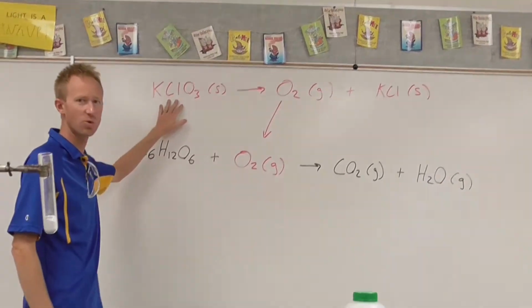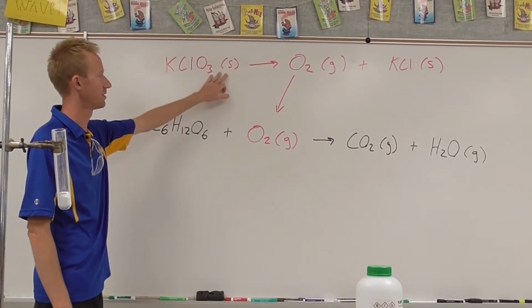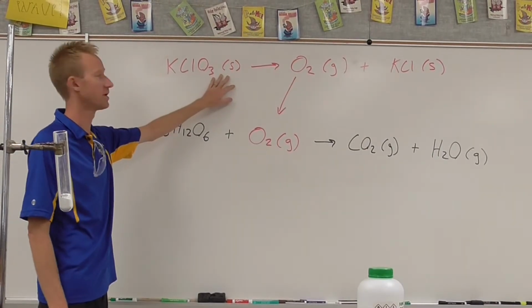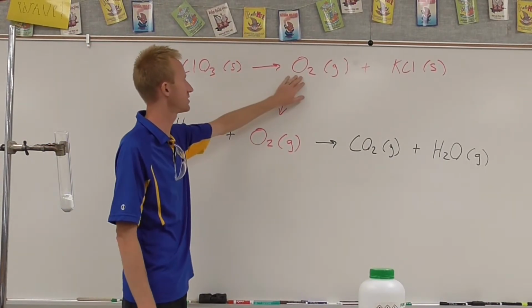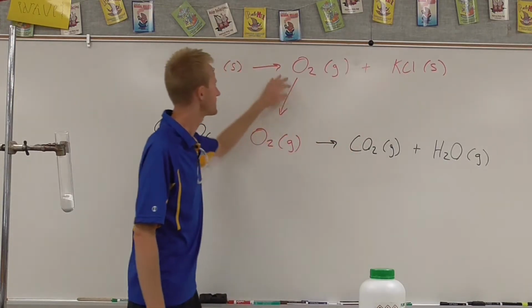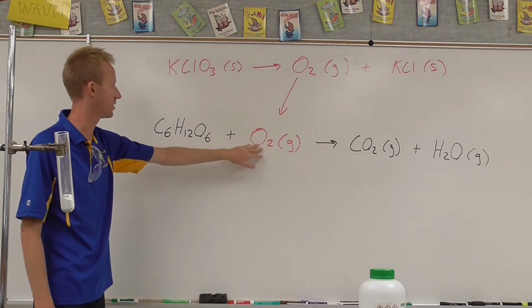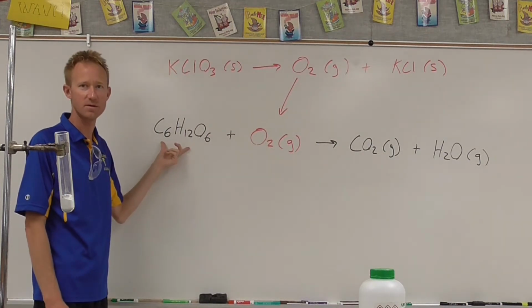This is the potassium chlorate. That's what is in the test tube. It's a white solid. When you heat it up, it's going to decompose to make oxygen gas and a salt. This oxygen gas is now the oxygen gas that we'll use in this reaction when we combust the gummy bear.